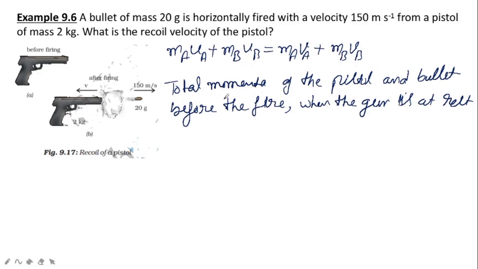So what will be the total momenta? We know the formula, ma into ua plus mb into vb. Let us take A as the bullet and B as the pistol. What will we get here? Whenever the bullet is not fired, that means before firing, the bullet is present inside the pistol.